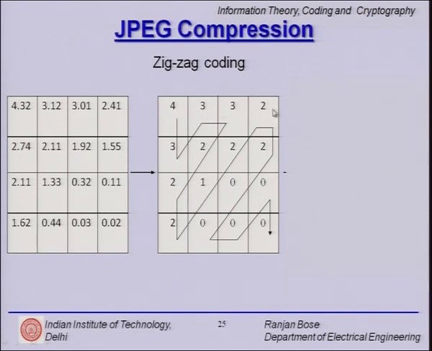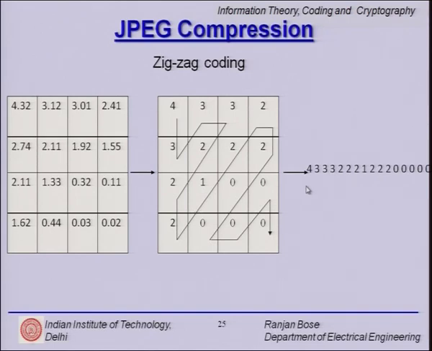this gradually decreases: 4, 3, 3, 2, jumps, 3, 2, 2, 2, jumps, 0, 0, 2. So that does not make sense. So we do this zigzag encoding, and what does it lead to? Well, if I read out the numbers 4, 3, 3, 2, 2, 2, so I get this 4, 3, 3, and suddenly I start seeing runs.